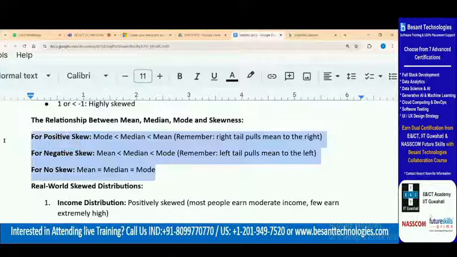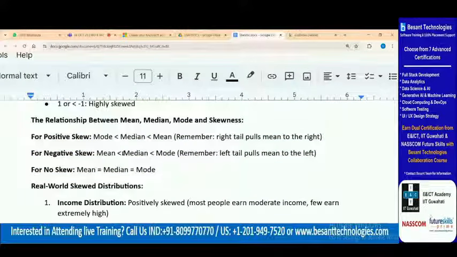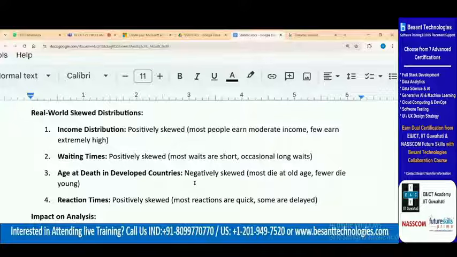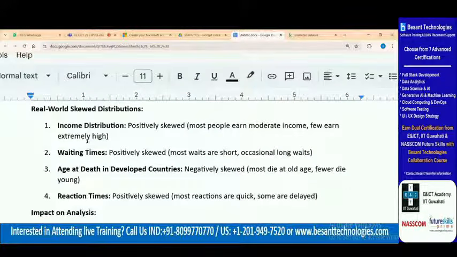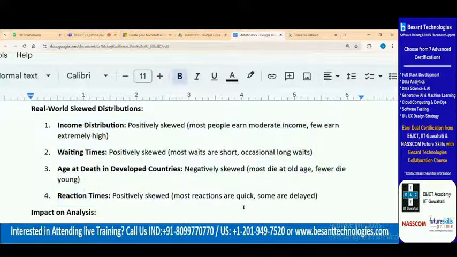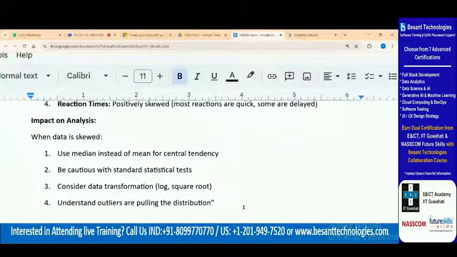So I have kept a small summary together. This is how we remember positive skew with this formula, and with this formula we can have negative skew. Remember it: the tail pulls the mean to the right, and the tail pulls the mean to the left. And if there is no skew, all are going to be equal. And again, I'm showing where this mode is being used. So these are all the things where we can see it.